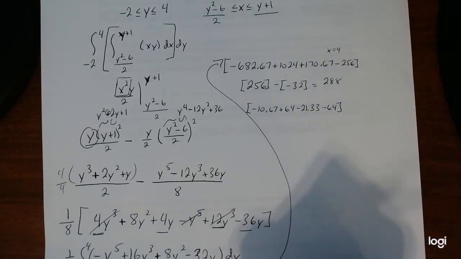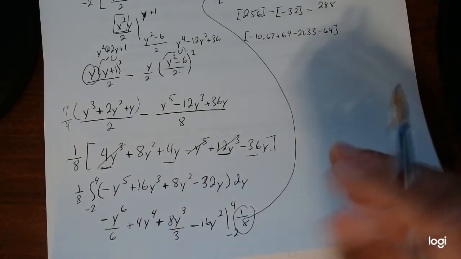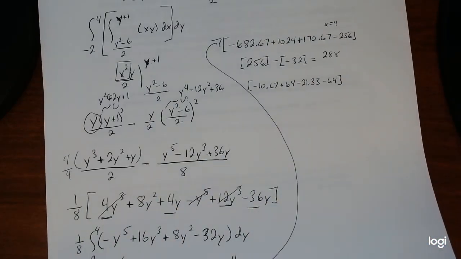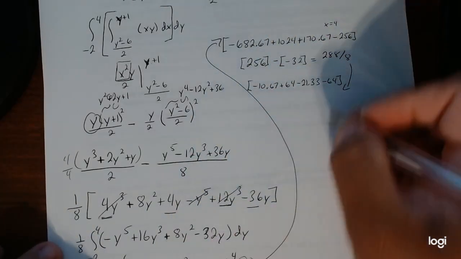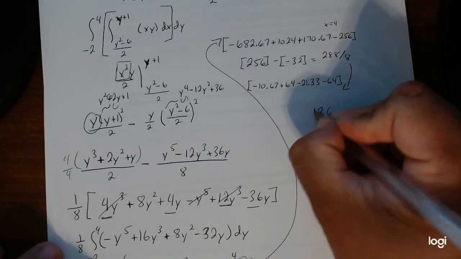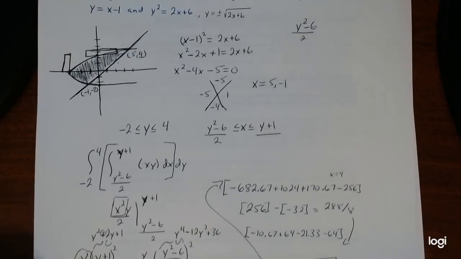And then don't forget, because we had that 1/8 on the outside, we divide our final answer by 8. So divide by 8. And our final answer after all of this integration is 36. Okay. So I'll just quickly go over that example there.